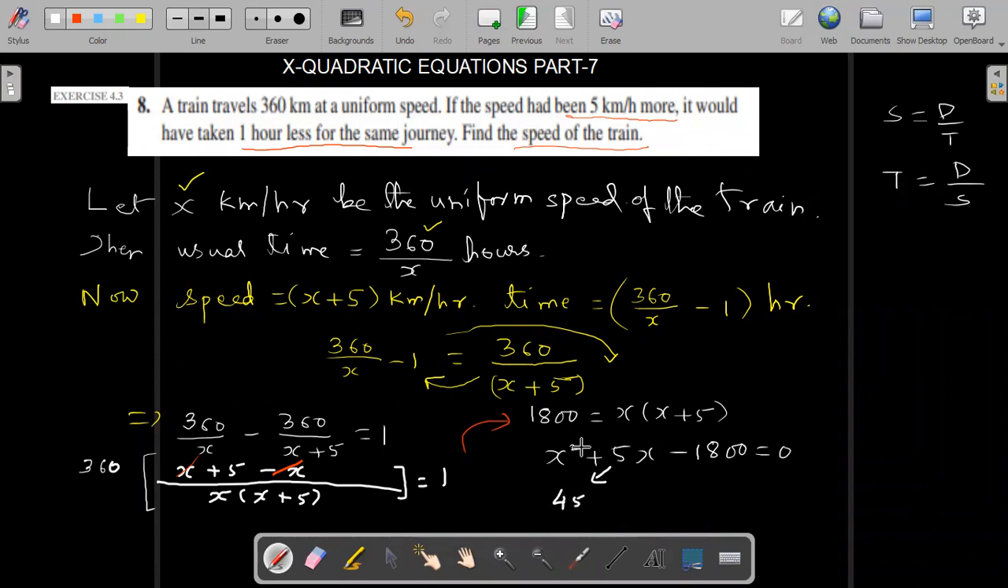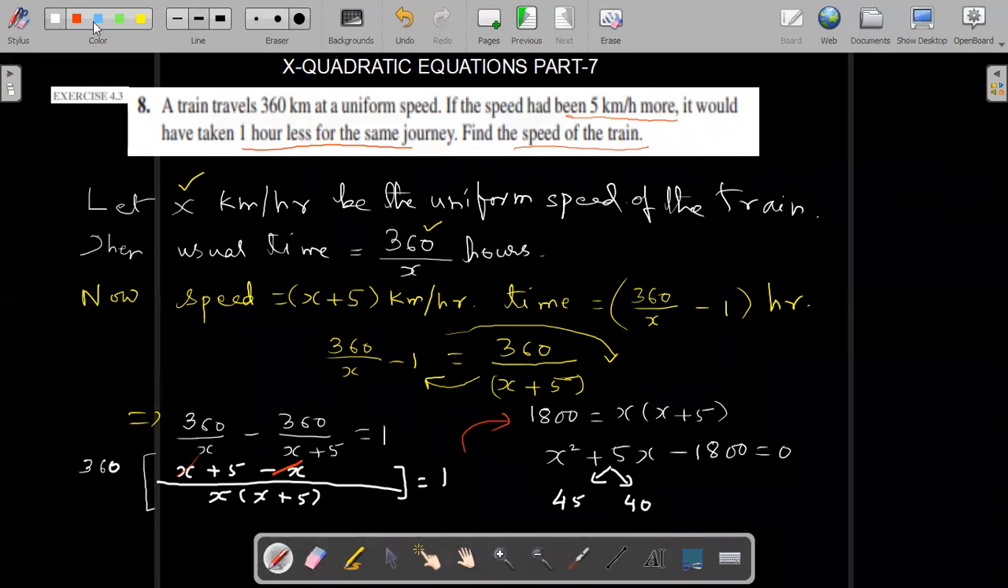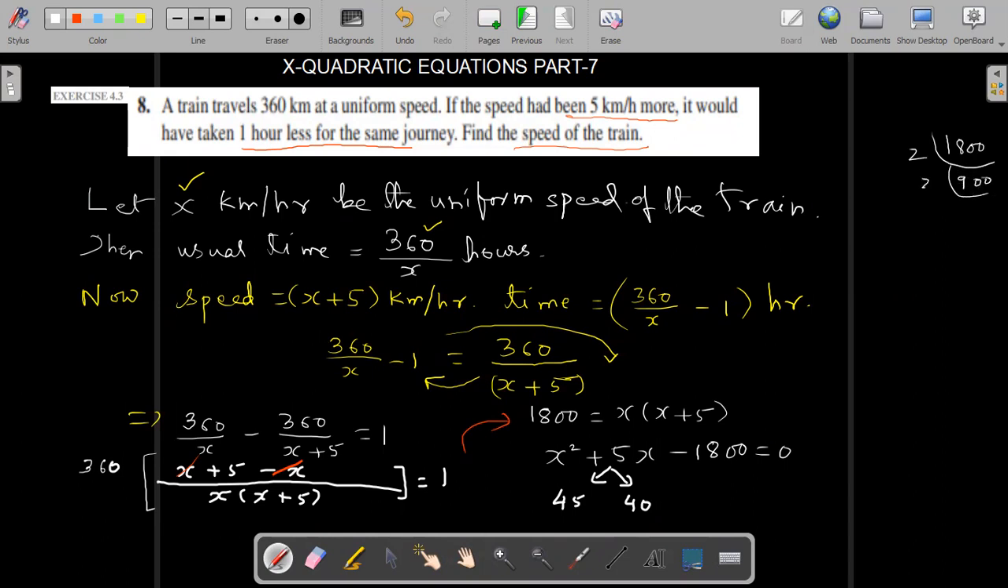Now, for 1800, you have to find the factors whose difference is 5, but I'm writing directly 45 and 40. How will you find out? I'll show you. You can take the possible factors of 1800. So 2, 9, 18, then 2, 4, 8, 2, 5, 10.